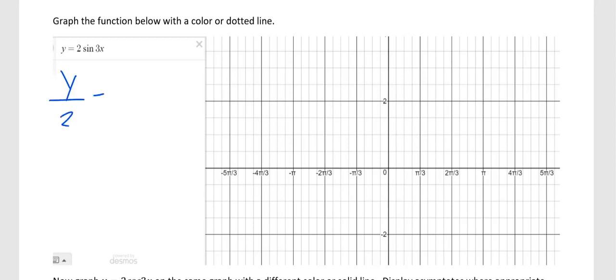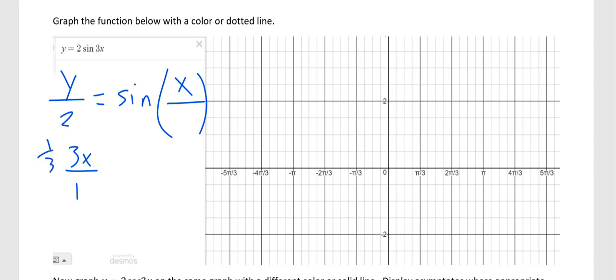Okay, what do we have going on here? Sine of x over what? 3x over 1, multiply top and bottom by 1/3. Yep, that's a 1/3. You were right. x over 1/3. There we go. So what's the period? 2 pi over 3, okay. Right, the original period was 2 pi, but we shrunk it down by 1/3.